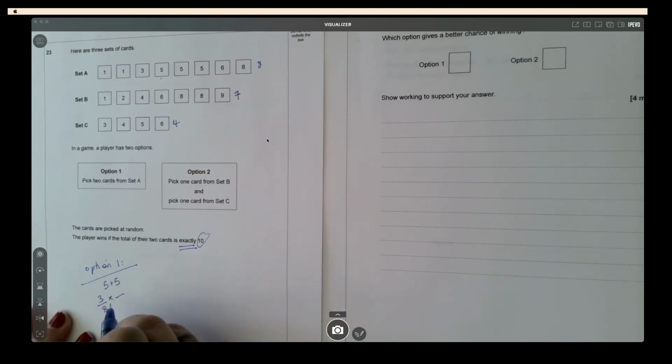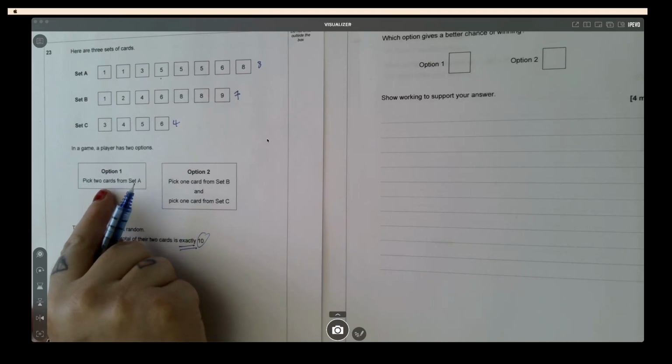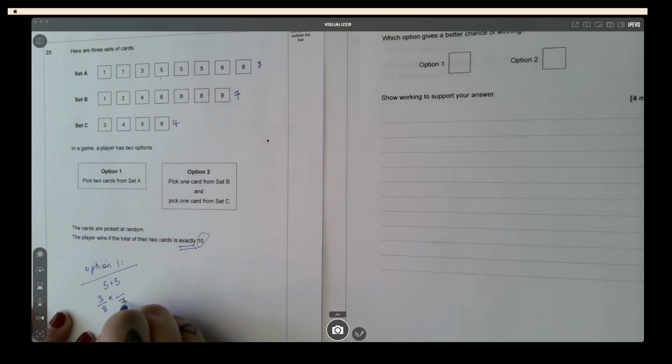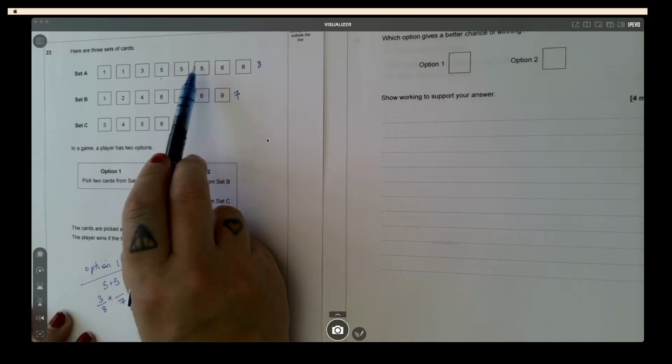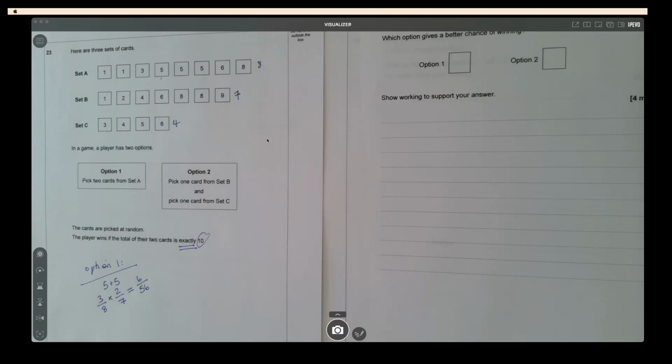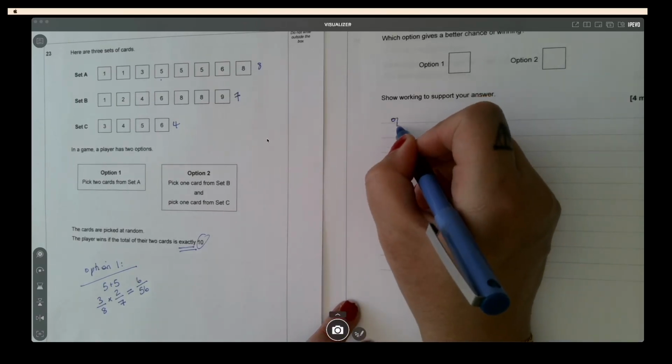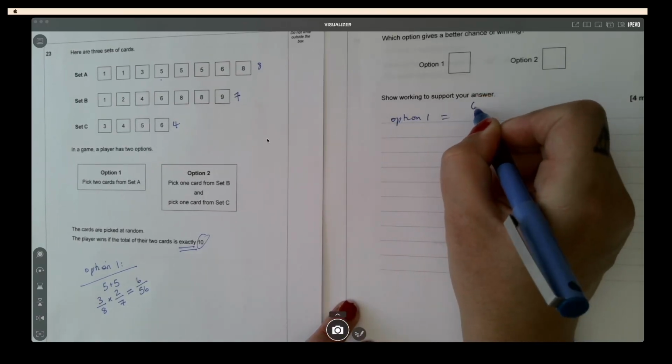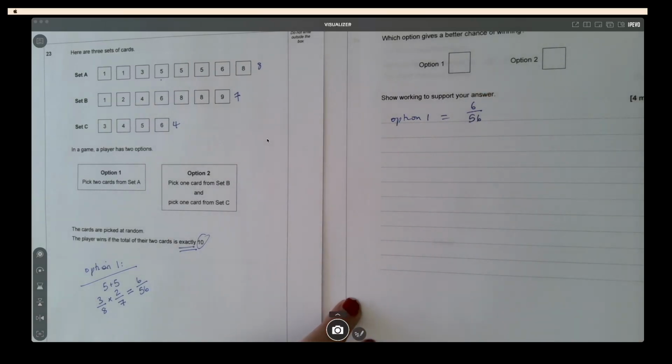And then for the second card that we pick, because we're picking 2 cards from set A, there would only be 7 cards to pick from because we've already chosen 1, and that would leave 2 5s to pick from. So 3 times 2 is 6, 8 times 7 is 56. So we've got a 6 out of 56 chance. So option 1 is a 6 out of 56 chance of winning.